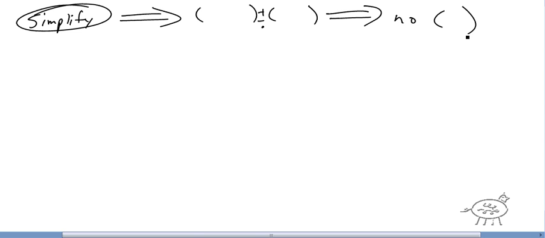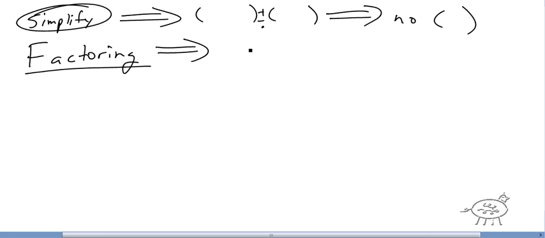Now we're going the other way, back to something called factoring. Simplifying meant going to no parentheses. Now this is our topic, factoring. Factoring means we're going from no parentheses to having parentheses. It's important to understand those words.